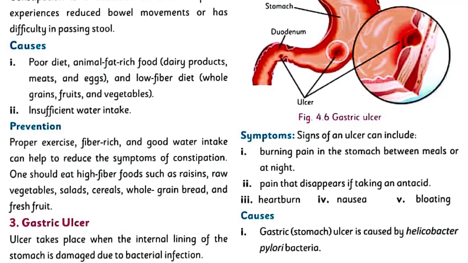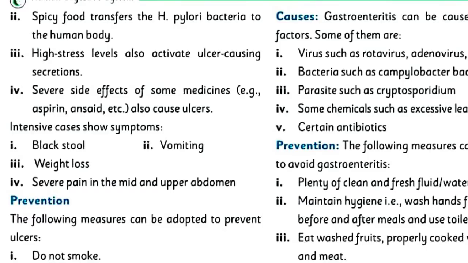Causes: 1. A gastric ulcer is caused by Helicobacter pylori bacteria. 2. Spicy food transfers the H. pylori bacteria to the human body. 3. High stress levels also activate ulcer-causing secretions. 4. Severe side effects of some medicines also cause ulcers.